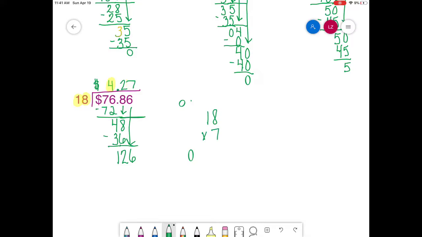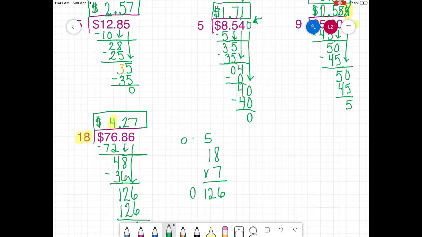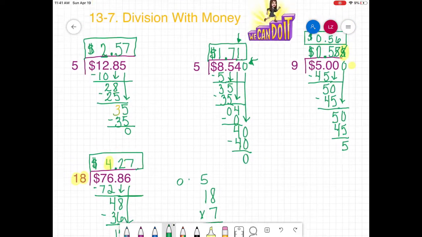18 times 7 is 56. 7 times 1 is 7, plus 5 is 12. 126, well, look at that. That fit in there perfectly. A remainder of 0 means we don't need to keep going because we ended up perfectly with it divided and turning into $4.27. Okay, that gives you 4 different types of problems.